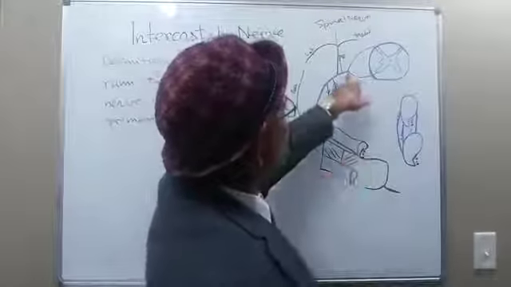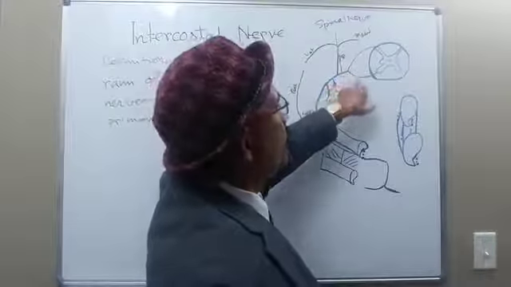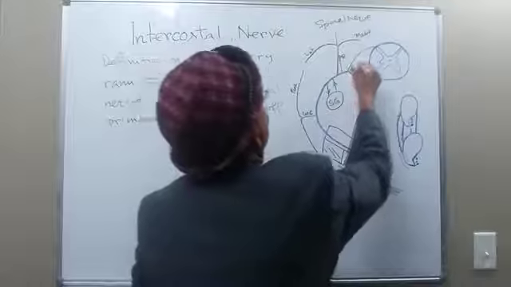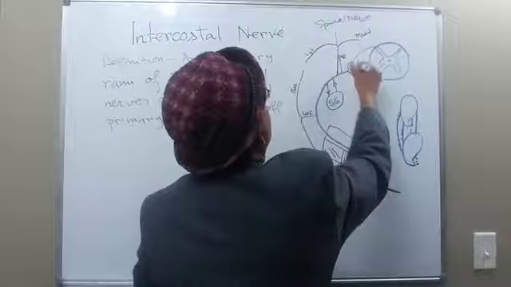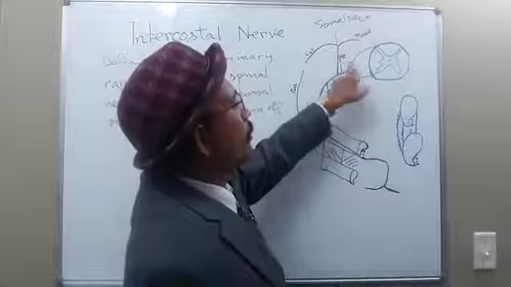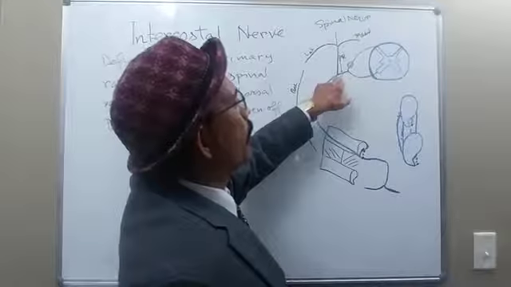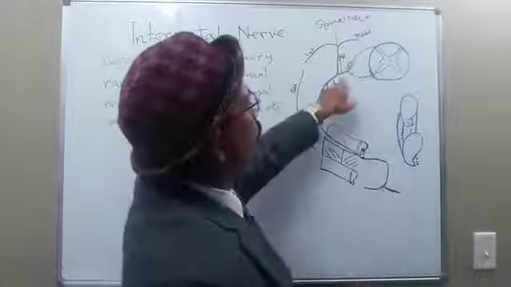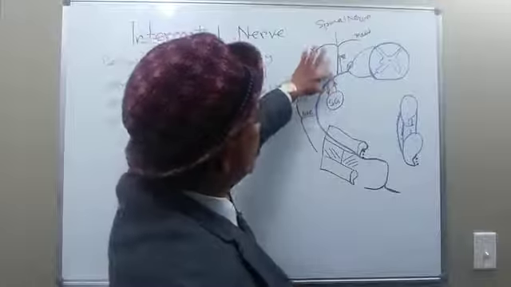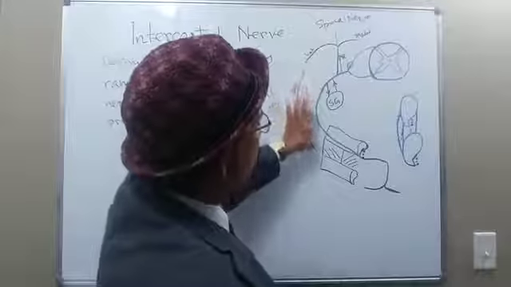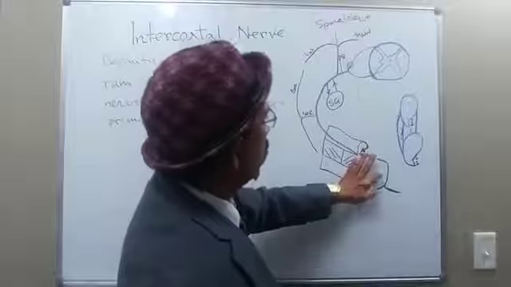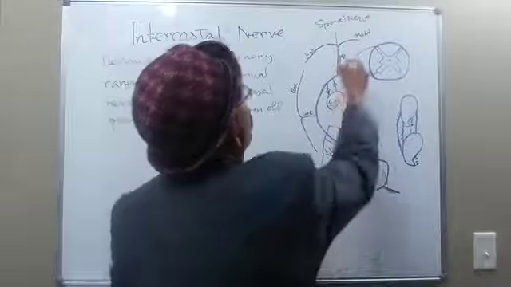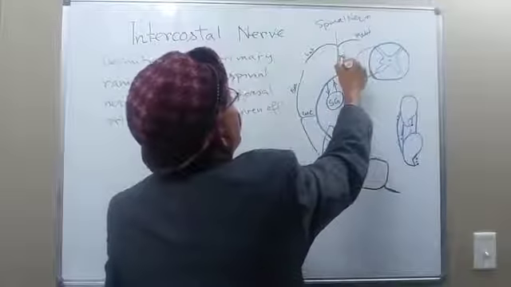So here is the spinal nerve formed by the ventral root and the dorsal root. We should have a dorsal root ganglion here. So ventral root, dorsal root, then formation of the spinal nerve here, and this spinal nerve has two divisions. This is the ventral primary ramus of the spinal nerve. This is the intercostal nerve. And this is the dorsal primary ramus.